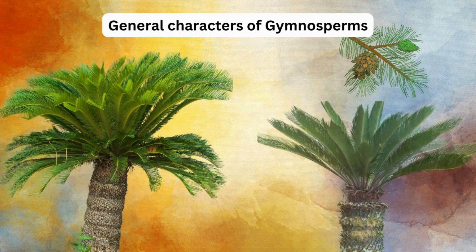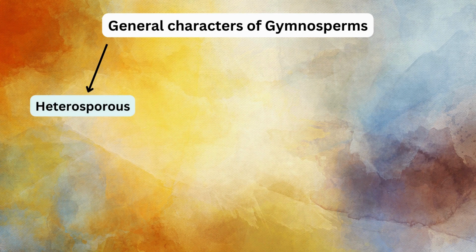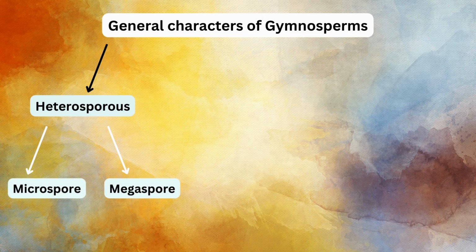Now let's begin with the general characters of gymnosperms. All gymnosperms are heterosporous. Hetero means different and sporous means spore. So in gymnosperms you will find two types of spores. One is microspore and another one is megaspore.